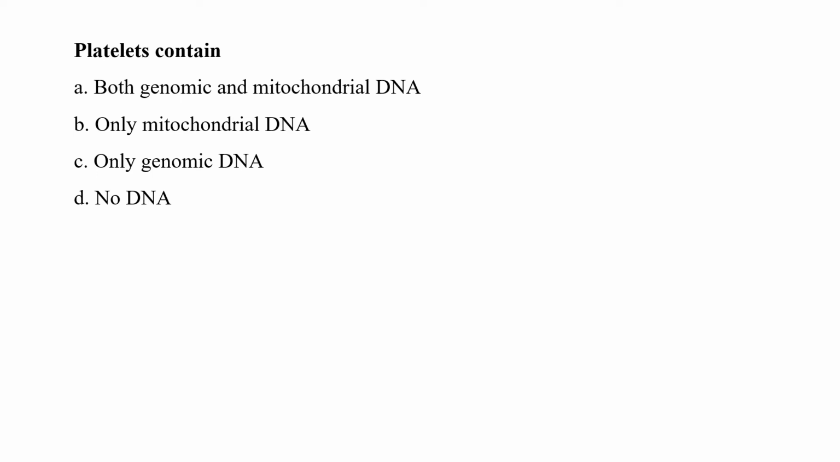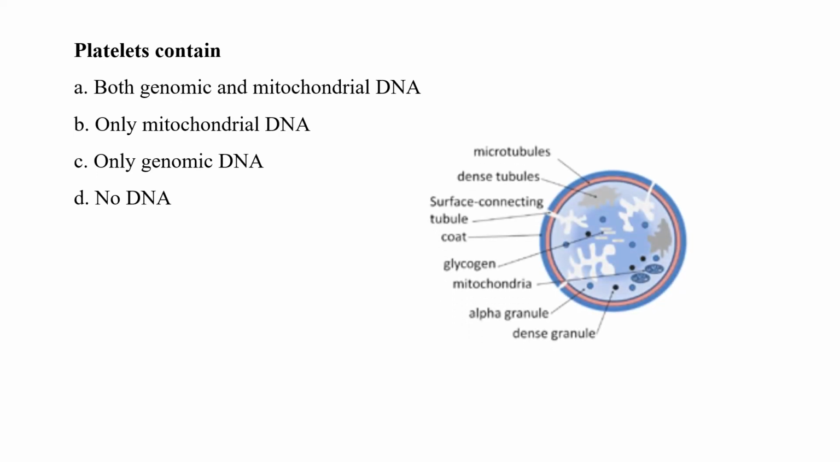Platelets contain A. Both genomic and mitochondrial DNA, B. Only mitochondrial DNA, C. Only genomic DNA, or D. No DNA. Platelets are membrane-bound cell fragments used in clotting. They are produced by the fragmentation of megakaryocytes, which literally translates to cell with a large nucleus. Platelets are produced in the bone marrow by the process of thrombopoiesis. In this process, they lose their nucleus. So, they contain only the mitochondrial DNA. So, the correct answer is option B.